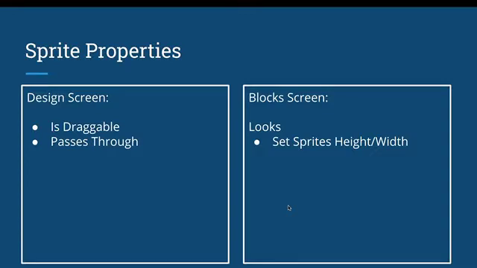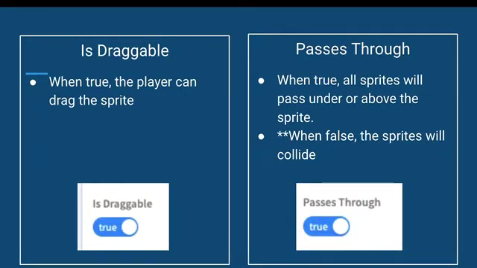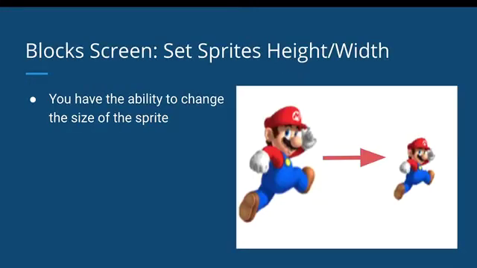Here's some more things about sprites. They have some interesting properties to consider. You might want to think about how they're draggable, whether they can pass through each other. If the pass through is false, then they can collide with each other and create an event from that. On the blocks screen, you can program the sprite's height and width, meaning you can create procedures for them to grow and to shrink. So again, you can make the sprites passable, draggable, and change their height and width.